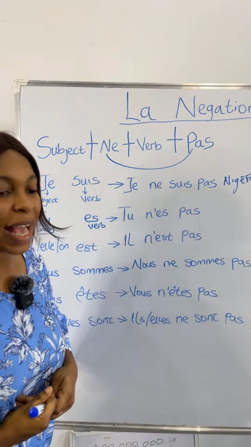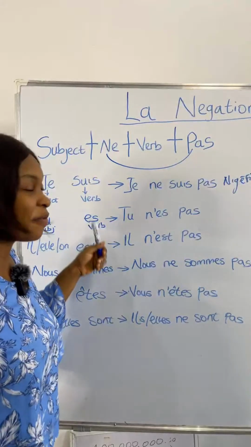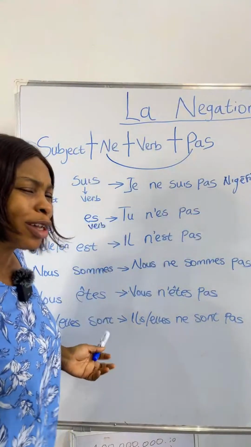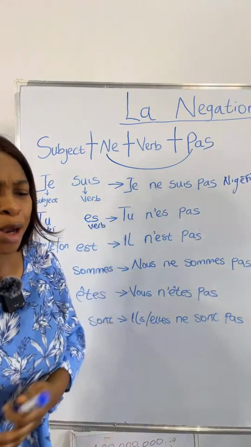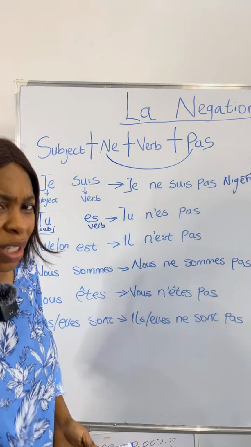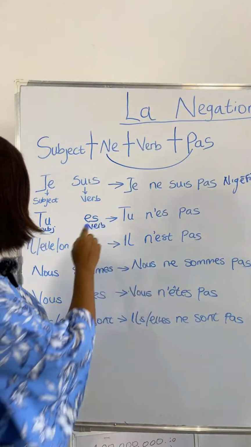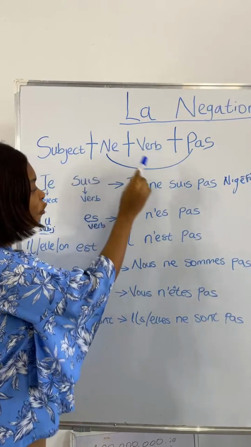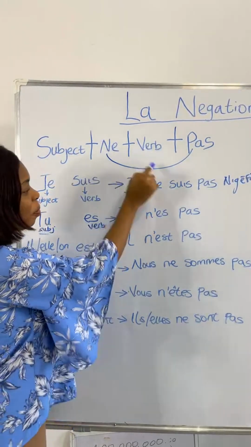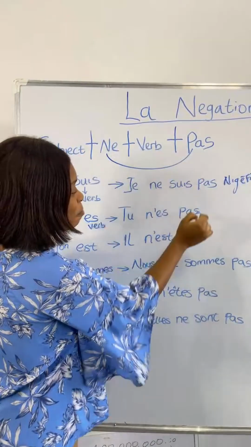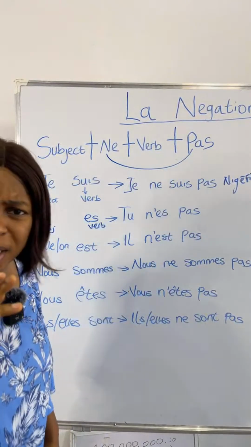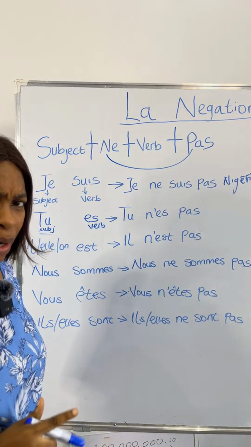The verb is est. Tu is the subject and the verb is est. Simple. So now you want to say you are not. How do you say you are not? Subject, followed by ne, followed by verb, followed by pas. But there's something different here. And what could that be?